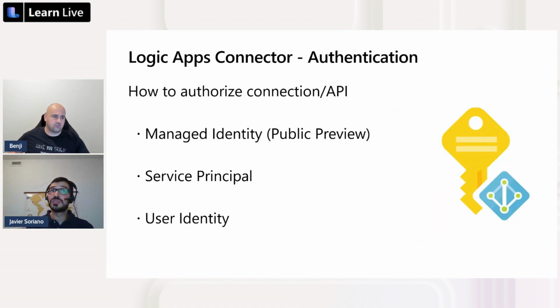Lastly, we also wanted to talk about the authentication in the Logic App connector. We have three main ways to authorize this connector to be able to talk to Sentinel or perform actions there. We have the managed identity, which is currently in public preview. We have the service principal option, and we have the user identity option. Benji, which one of these three is the recommended one that we tell customers and partners to use?